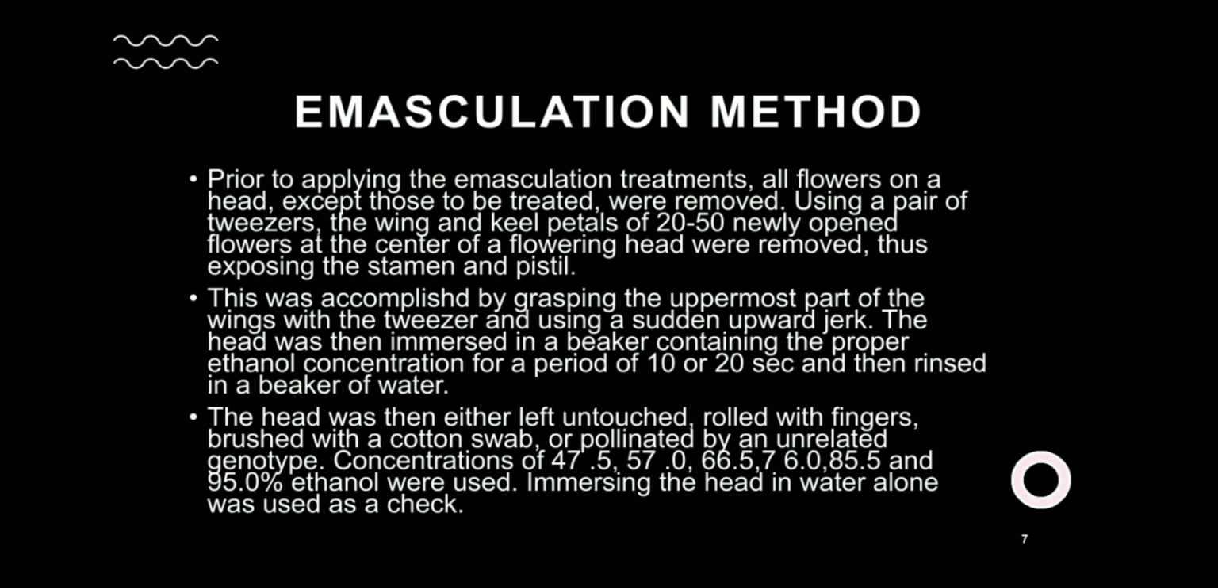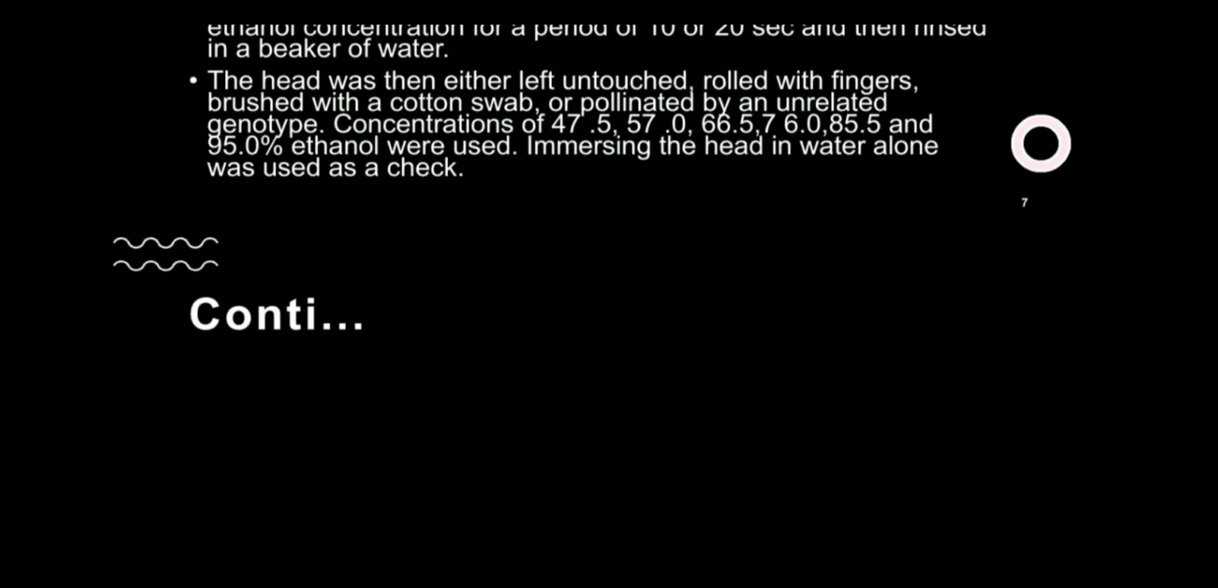The head was then either left untied, rolled with the finger, brushed with a cotton swab, or pollinated by an unrelated genotype. Concentrations of 47.5, 57, 66.5, 76, 85.5 and 90% ethanol were used. Immersing the head in water alone was used as a check.